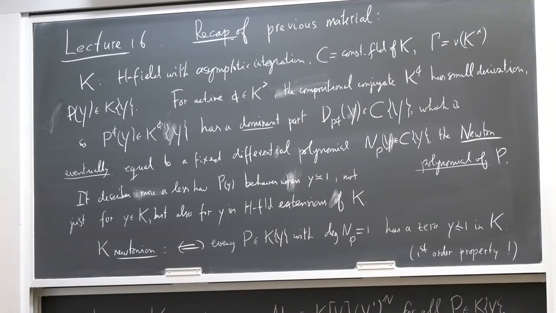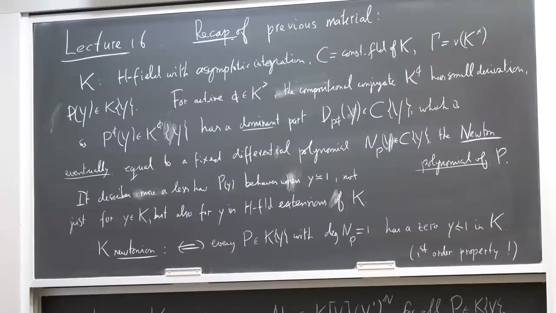Now the important thing here is that the reason for considering this Newton polynomial is that it describes more or less how, when you plug in for the variable y an element asymptotic to one, this P(y) behaves, not only for y in K, as I said last time, but even for y in an H-field extension of K. And I should have said that last time, but I didn't.